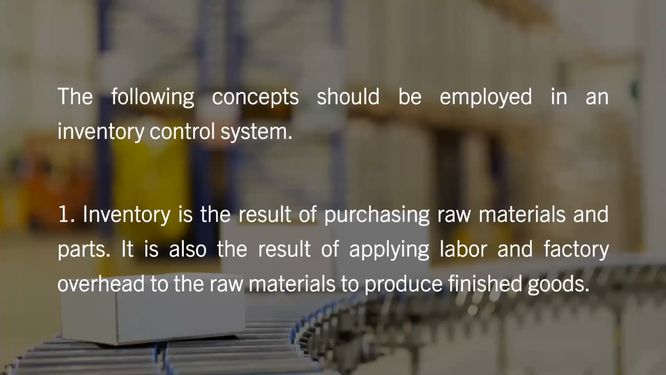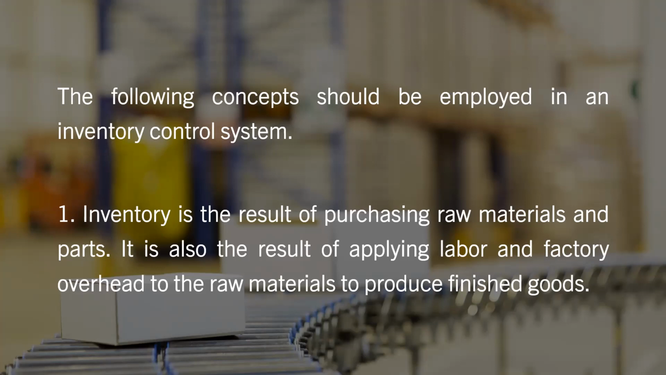Now, the following concepts should be employed in an inventory control system. The first one: inventory is the result of purchasing raw materials and parts, and it's also the result of applying labor and factory overhead to the raw materials to produce finished goods. So here we're just saying that when we talk about inventory, in the case of a manufacturing business, it is not merely inventory pertaining to materials and the different parts, but it also deals with the application of labor and overhead to these raw materials and the production of finished goods, since we have three primary inventory accounts in a manufacturing system.